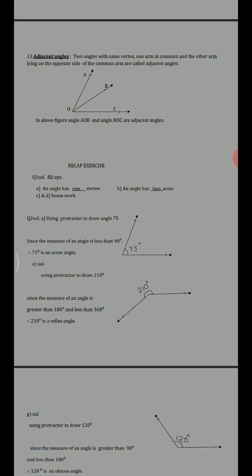Question 2. We have to draw some angles here: 75 degree, 210 degree, 120 degree and many more. Dear students, you have to use the protractor here. So what you have to do, you have to draw a line, then use the protractor and mark the point where 75 lies and then join that point with the vertex. That will become your angle. Just try them and do the rest on your own.